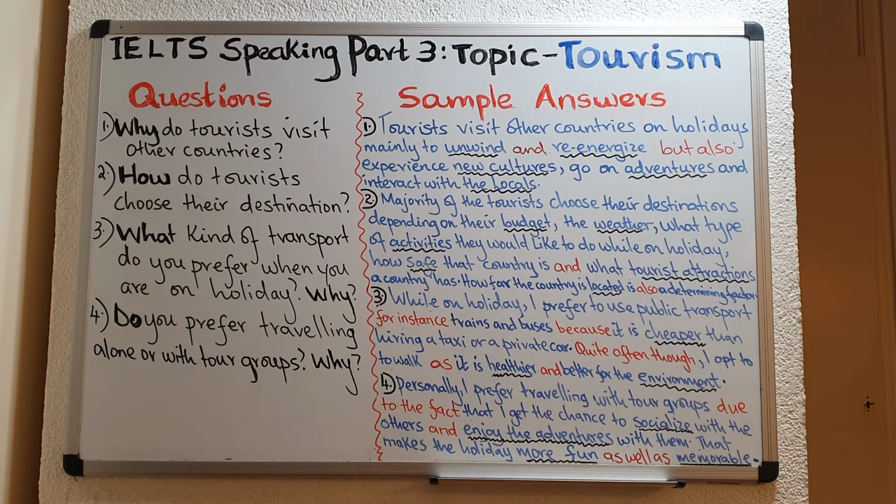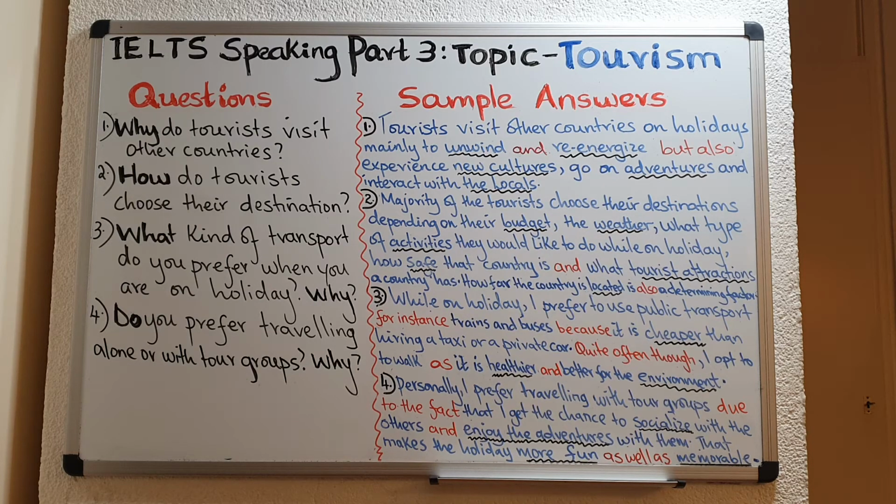Tip number 1, make sure that you understand the question. Listen really carefully to the examiner and identify the key word or keywords in the question. The first question is, why do tourists visit other countries? The key word is why. The examiner wants reasons. The second question, how do tourists choose their destination? The key word is how. Question 3, what kind of transport do you prefer when you're on holiday and why? The key words in that question are what and why. Question 4, do you prefer traveling alone or with tour groups? Why? The key words in that question are do and why.